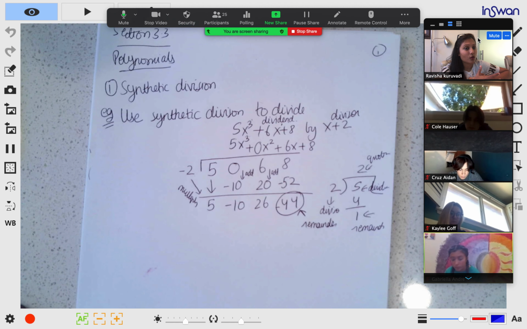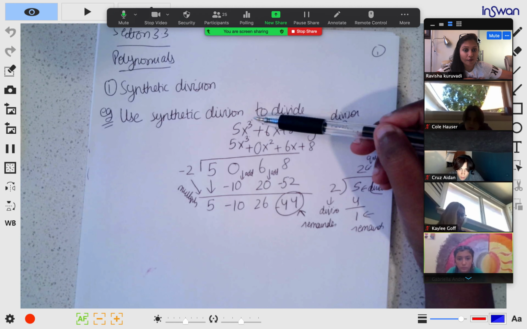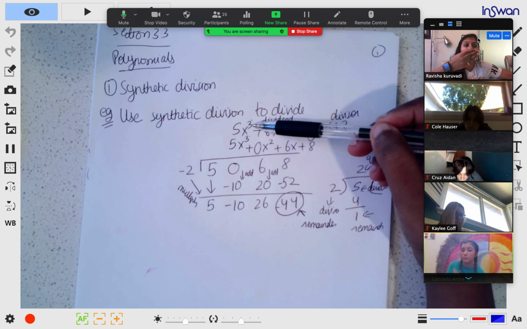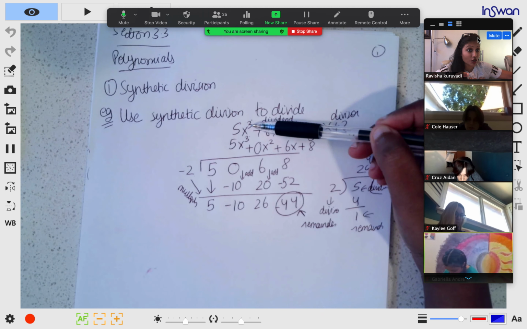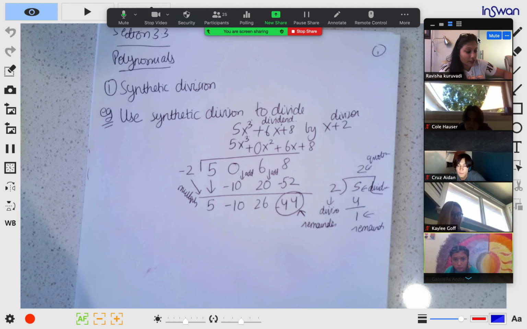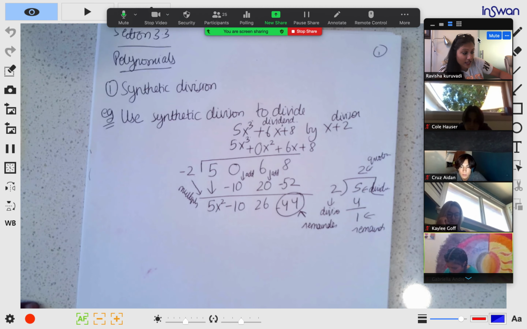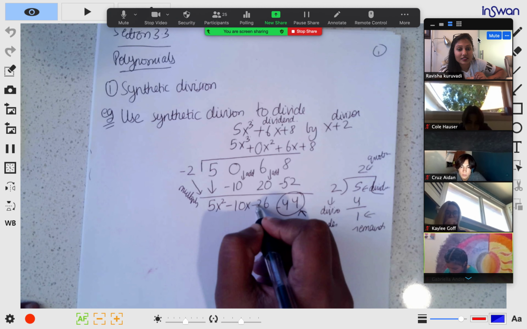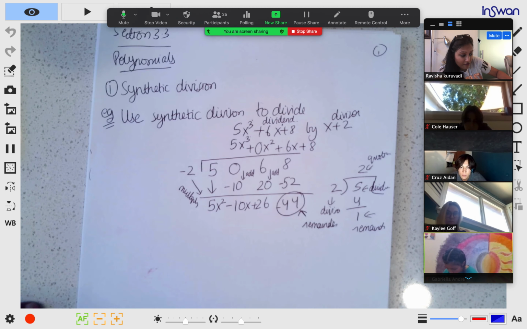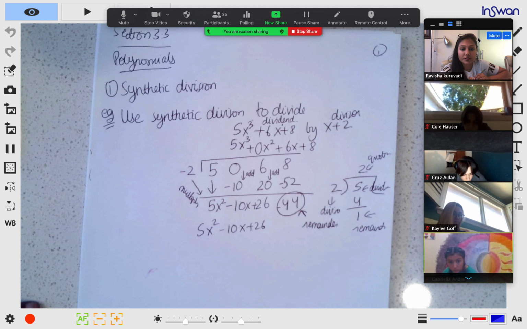You will be like, what is my quotient here? What you're going to do is, what was the highest power of x here? 3. You're going to take 1 less always. If it's 3, you're going to take 2. If it's 4, you're going to take 3. In this case, it's 3, so I'm going to take x to the power of 2 with the first term. Then 1 less is just x, and then plus constant. So this here, 5x squared minus 10x plus 26, is your quotient.